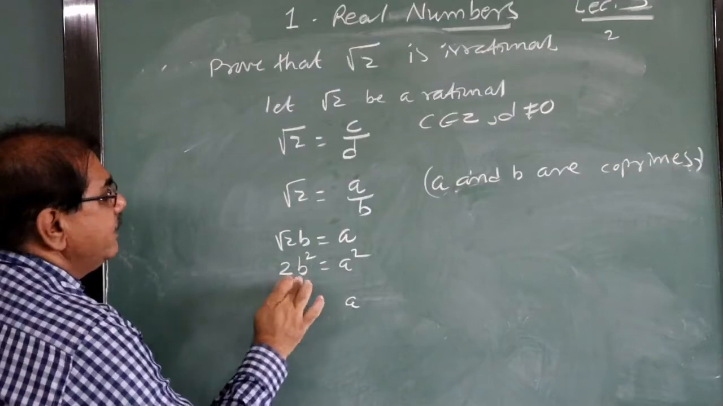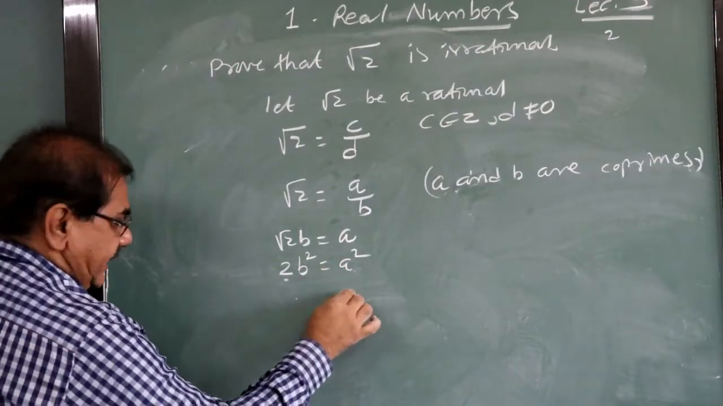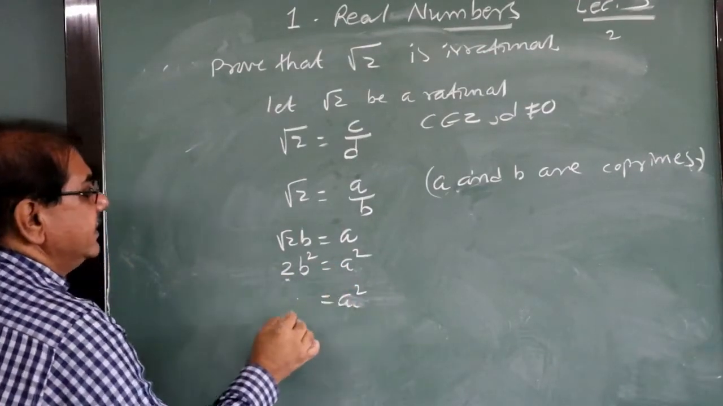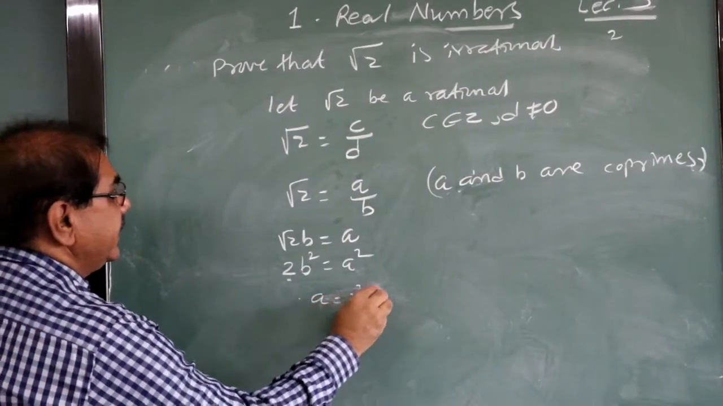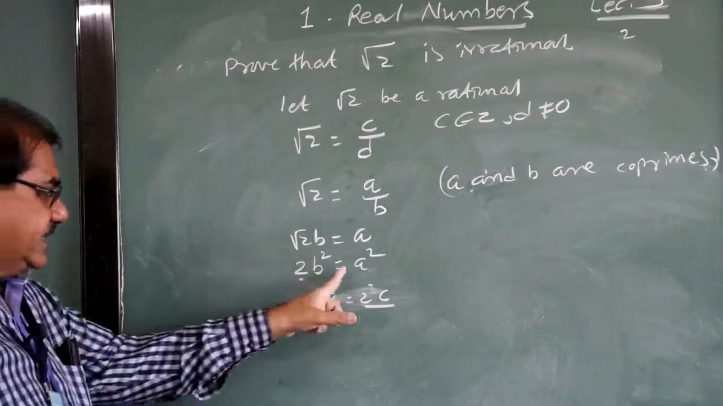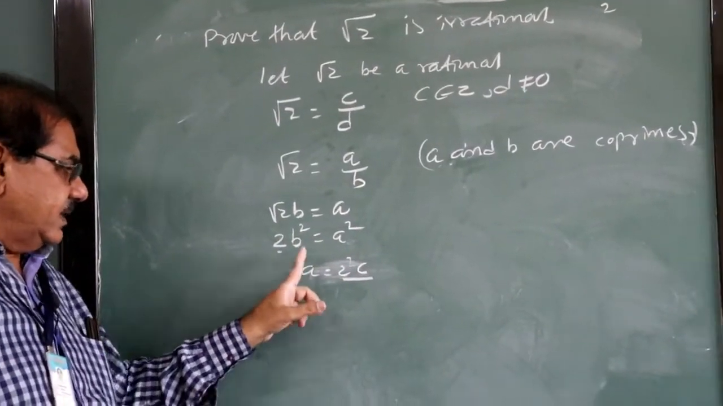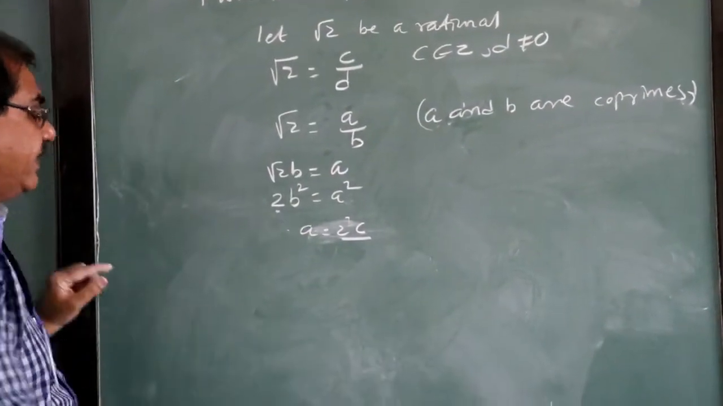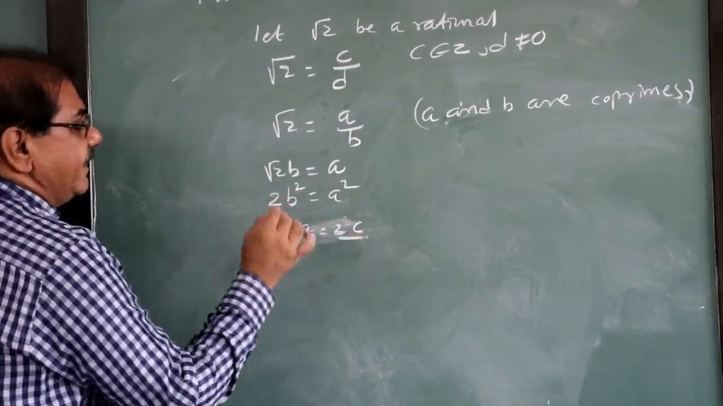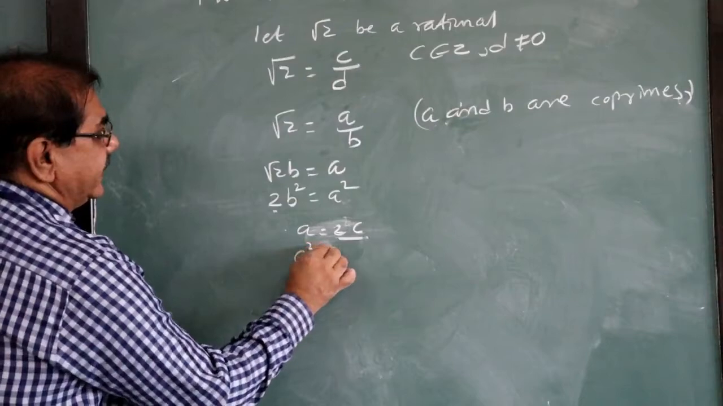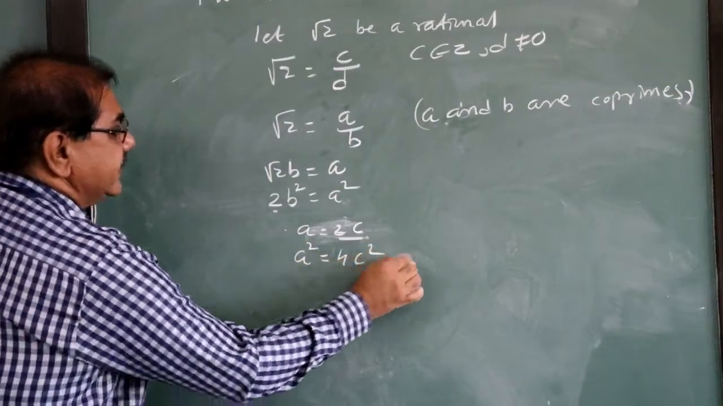So if 2B square divides A, then A square is a multiple of 2. So I can say that A is equal to 2 into some number, because A square is an even number, so A also is an even number. So A can be 2 into some number C. I make the square. A square is equal to 4C square.